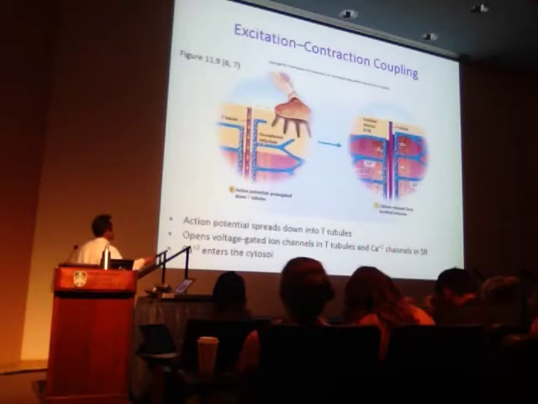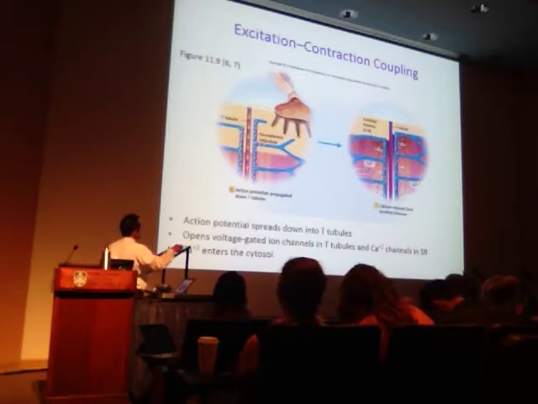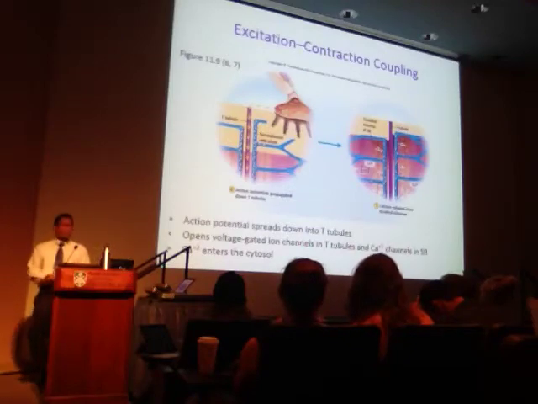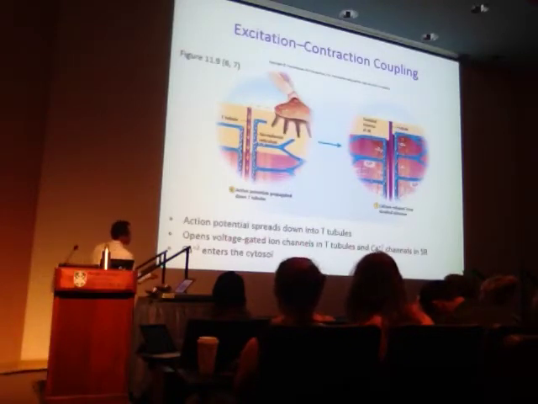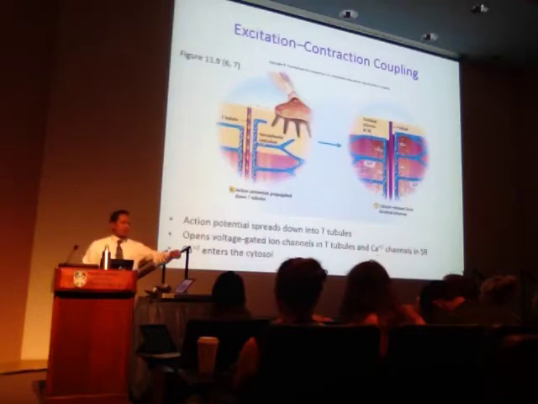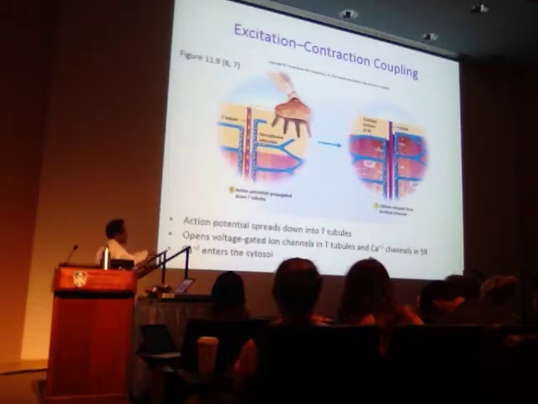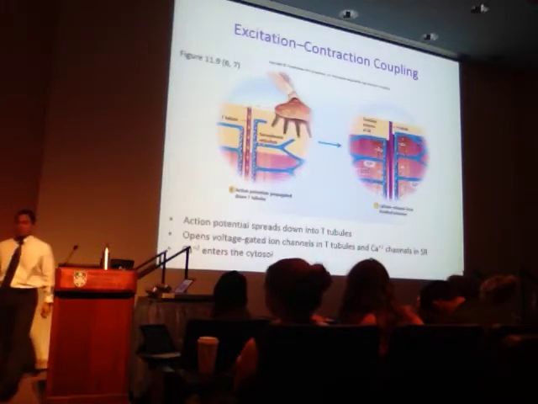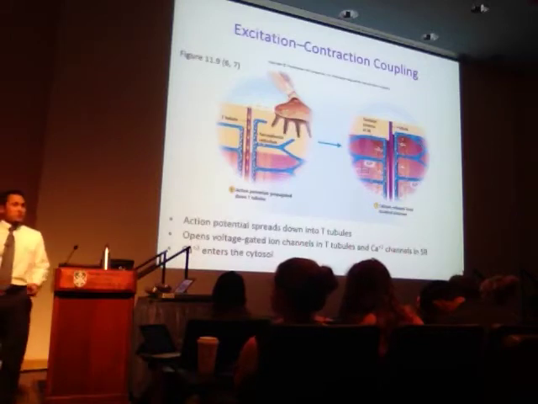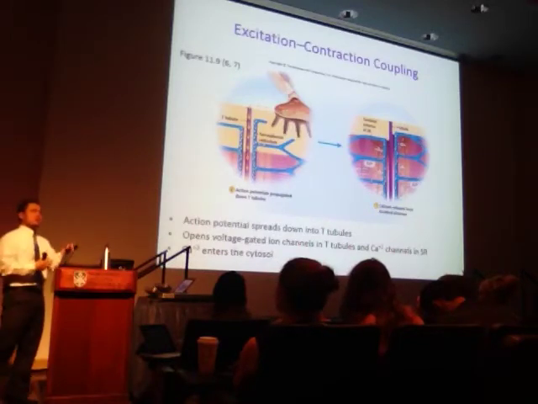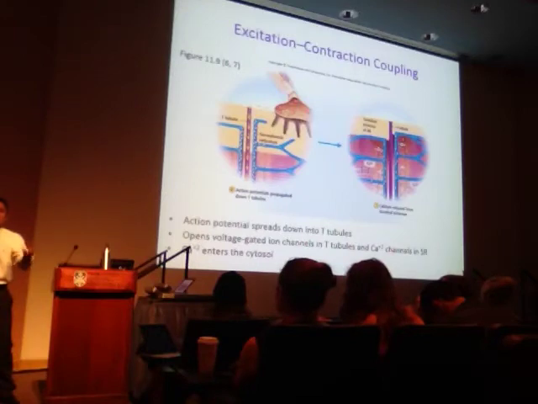All right. So now we have this signal here that's in close proximity to our terminal cisternae. Conveniently, this opens voltage-gated ion channels in the T-tubules as a result of that electrical signal coming down. Those gates open calcium channels that allow calcium to enter the cytosol of the muscle. Okay? So now you've just triggered calcium influx into the inside of the cell.